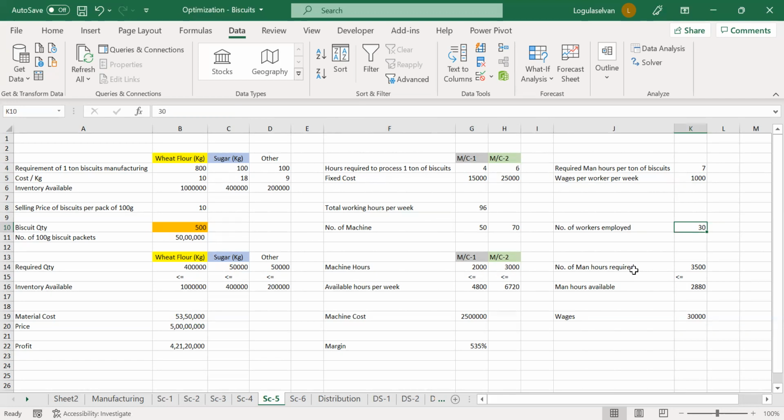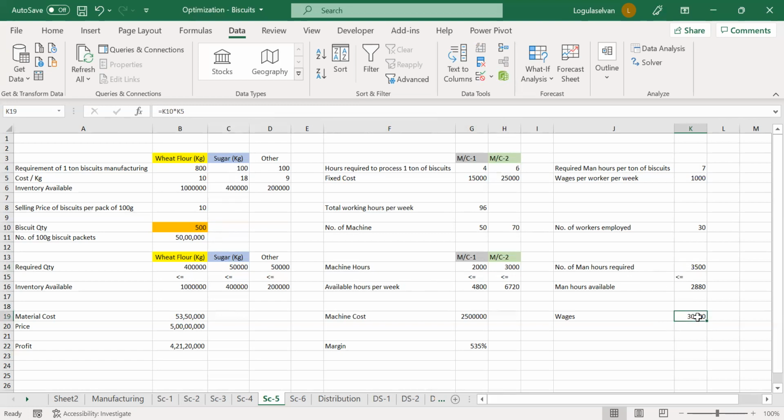So the available man-hours is simple. Every week, 96 working hours per week multiplied by 30. So the available man-hours is around 2880. The required man-hours is very simple again. 7 man-hours is required per ton of biscuit. So the final manufacturing quantity, whatever result you get, should be multiplied by that and you will get the number of man-hours required.